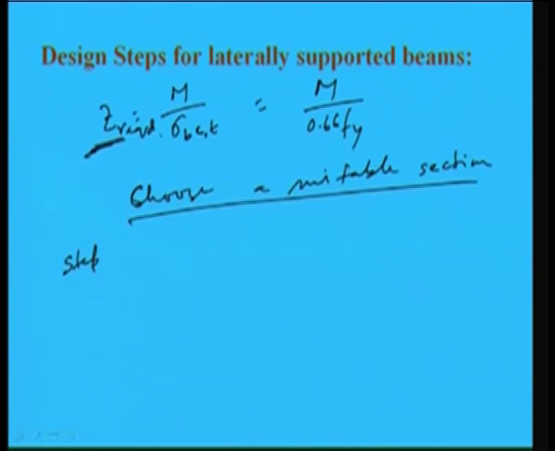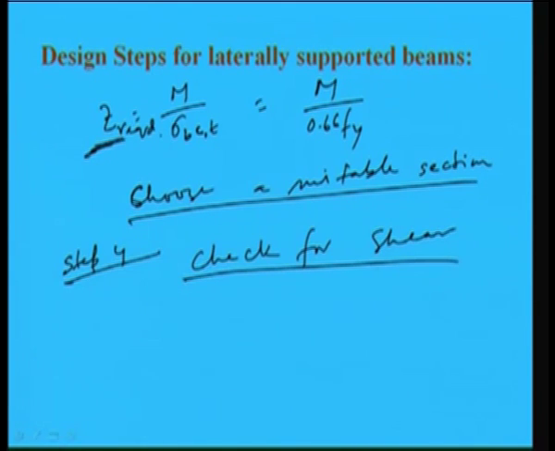Now, step 4, that is check for shear. I know that average shear stress can be found from this formula, V by D into T, which should be less than 0.4 Fy, where T is the web thickness and D is the overall depth of the section. So, in this way you can find out.